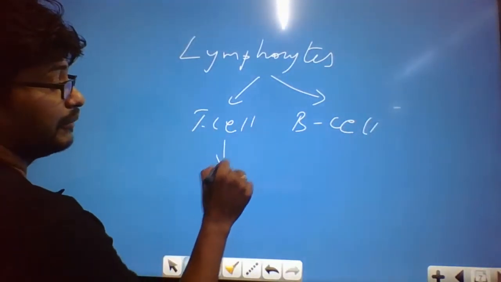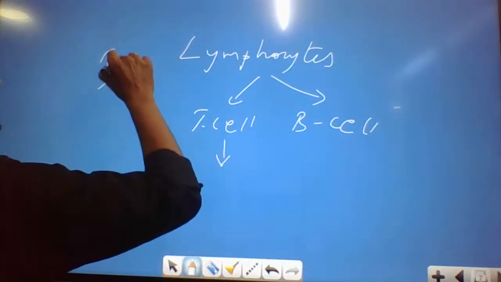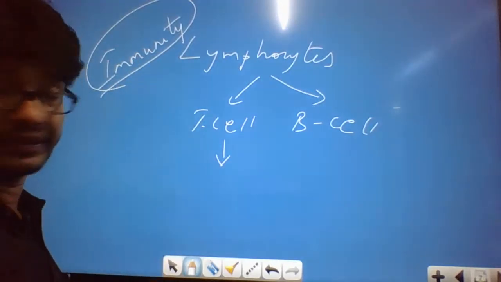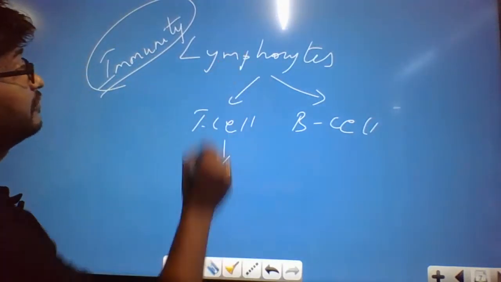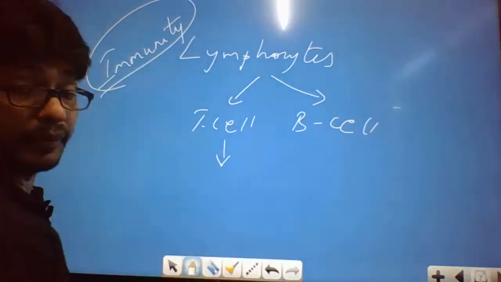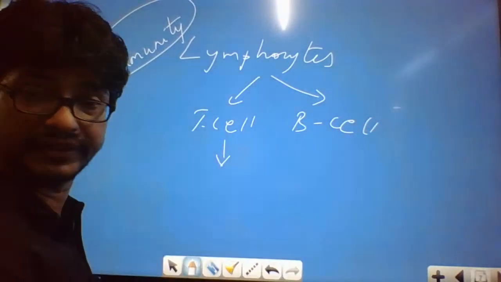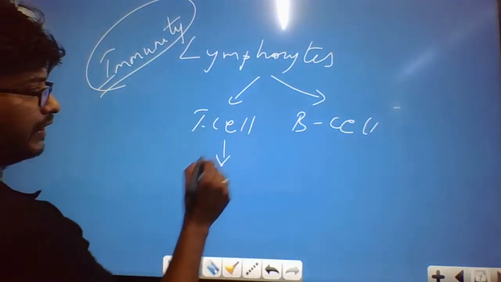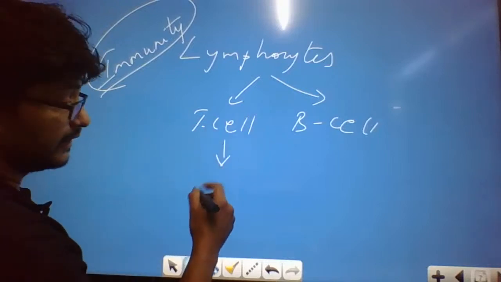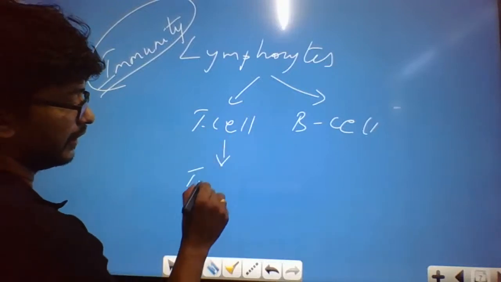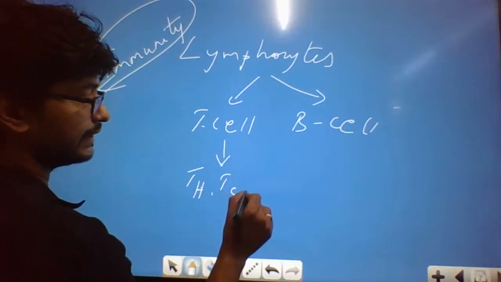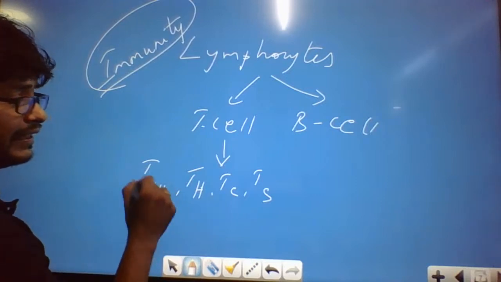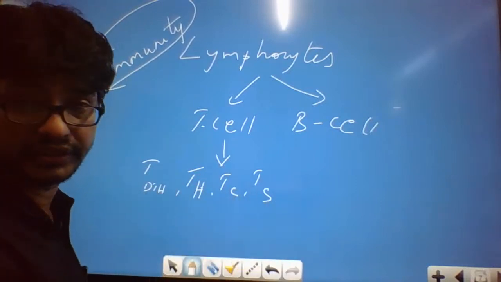Actually lymphocytes ஓட main function என்னன்னு கேட்டீங்கன்னா, which confers immunity to your body. உங்க உடம்புக்கு தேவையான எதிர்ப்பு சக்தியை கொடுக்கிறது தான் lymphocytes ஓட வேலை. So this confers immunity to your body. அப்ப T lymphocytesக்கும் B lymphocytesக்கும் என்ன difference? So the T lymphocytes, you could see there are many varieties of T cells actually. T helper cells, T cytotoxic cells, T suppressor cells, T delayed type hypersensitivity cells. இதெல்லாம் different types of T cells. ஒவ்வொன்றுக்கும் ஒவ்வொரு function இருக்கு நம்ம உடம்புல.